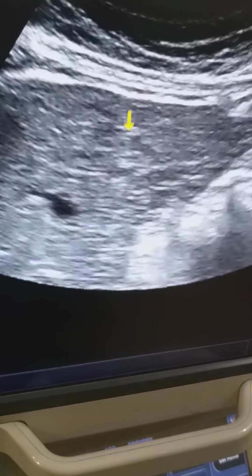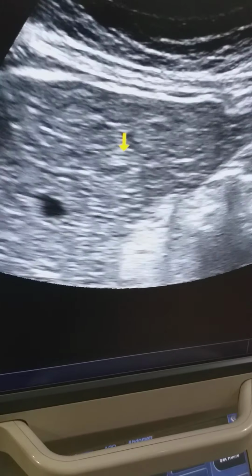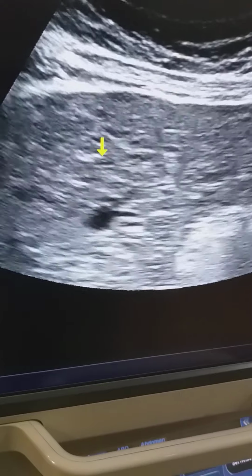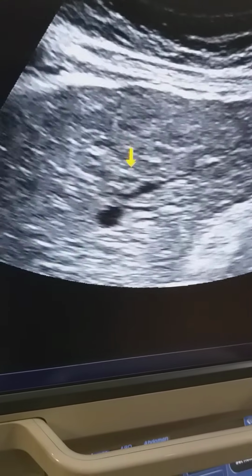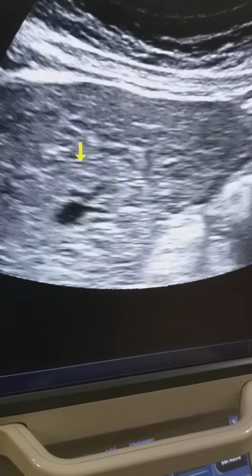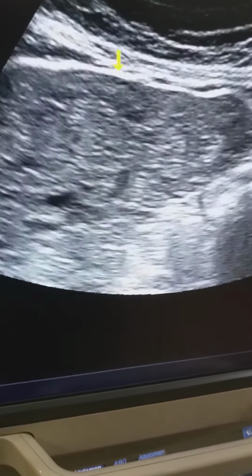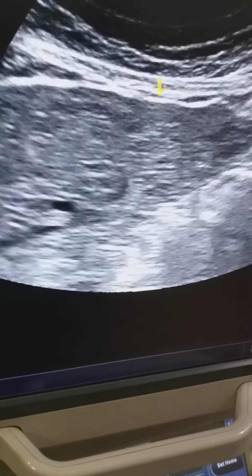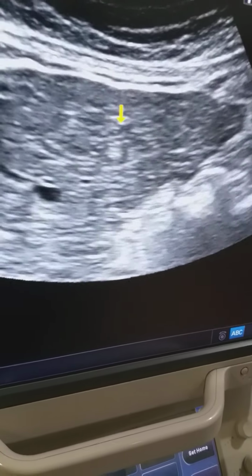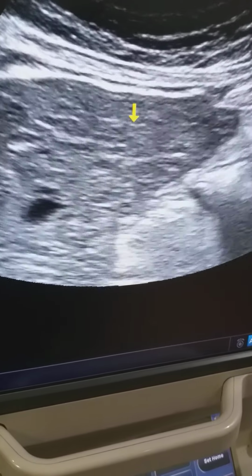The previous one was fatty liver, but the parenchyma was smooth, and here parenchyma is not smooth. It is not homogeneous. We call it coarse liver or heterogeneous appearance of the liver, and the margins are not smooth. These are showing indentation. So we can say that the liver is coarse with irregular margin. This is the left lobe of the liver.